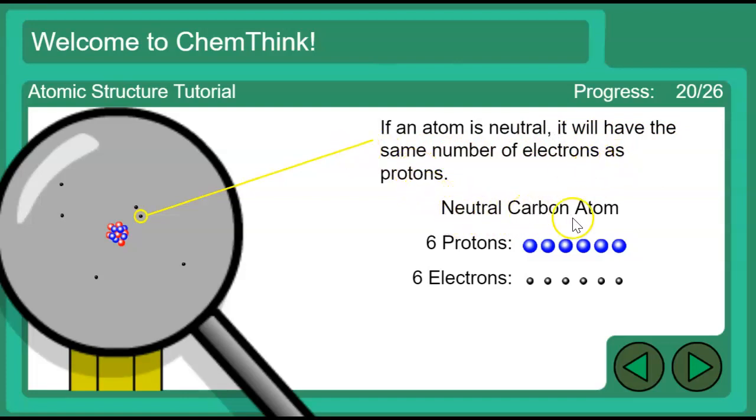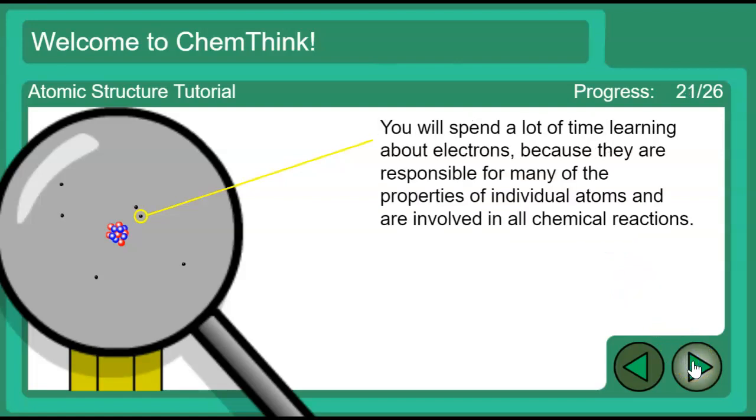So here's a neutral carbon atom. We said earlier that carbon is going to have 6 protons, 1, 2, 3, 4, 5, 6. And in order for that carbon atom to be neutral, it's going to have 6 electrons, 1, 2, 3, 4, 5, 6. Okay, that means that that carbon atom has no charge. The pluses equal the minuses. You will spend a lot of time learning about electrons because they are responsible for many of the properties of individual atoms and are involved in all chemical reactions.